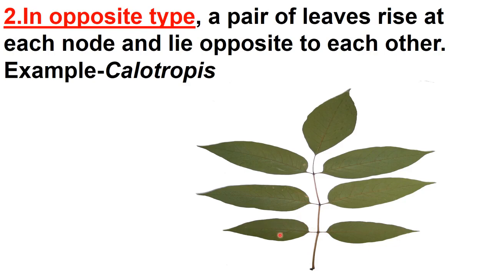As you can see here, this is one node and these two leaves are present here. At the next node also these two leaves are present. Here also you can see these two leaves are present. So at each node two leaves are present in this type of phyllotaxy, and these two leaves will be in opposite direction, opposite to each other. Such type of phyllotaxy is called opposite phyllotaxy, and it is found in Calotropis.